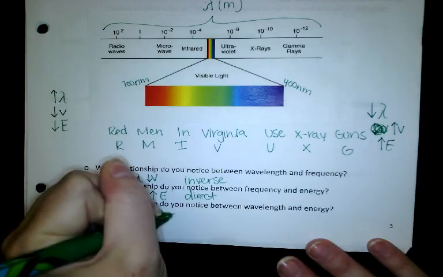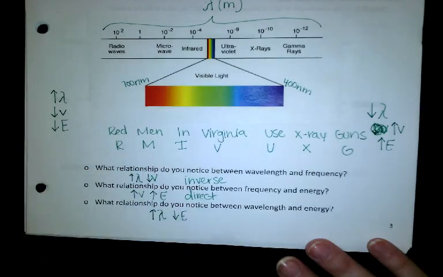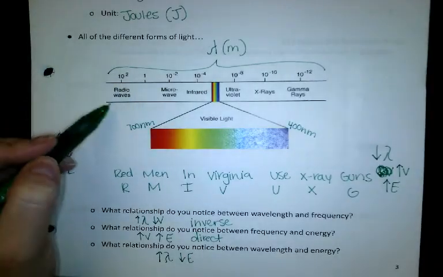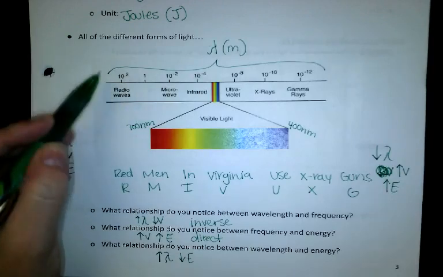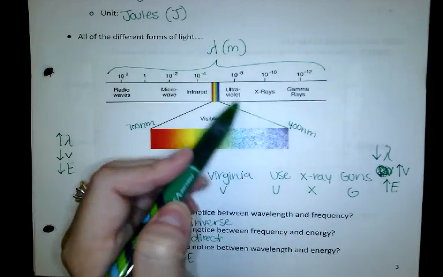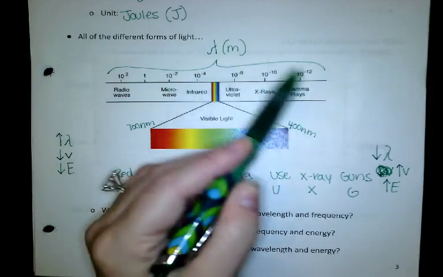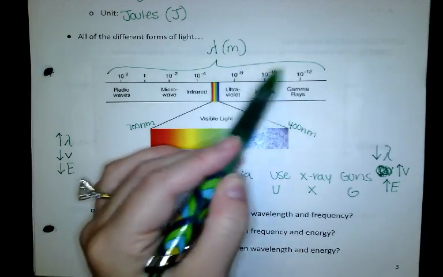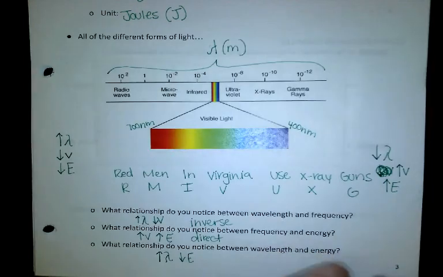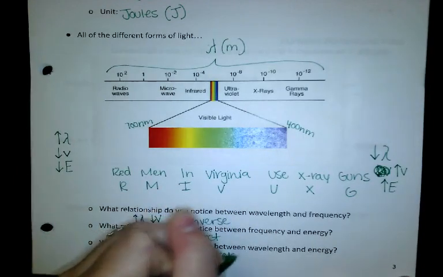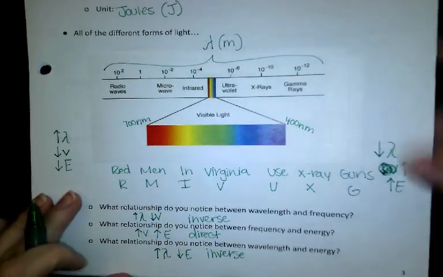Looking up here, our radio waves have the least amount of energy because they have the largest wavelength. That's why they're not damaging to us. It starts to get damaging here as we decrease our wavelength. We're starting to get more damaging radiation, and that's because our wavelength is smaller, which means our energy is much bigger. So this is an inverse relationship between wavelength and energy. As your wavelength decreases, your energy is going to increase.